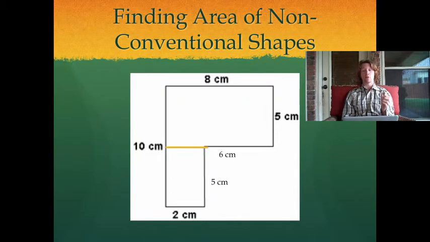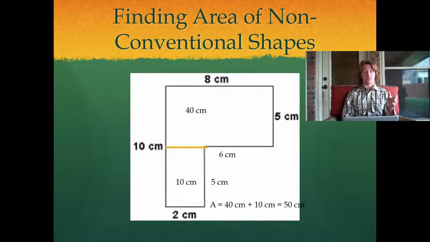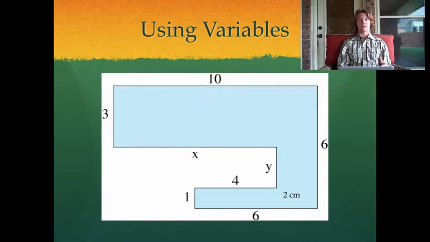Good, you should have gotten 40 centimeters. Now we're going to go ahead and check the one on the bottom. You've got a height of 5 centimeters and a base of 2 centimeters. So the area is 10 centimeters. Okay, very good. So to find the total area of this figure, you're just going to add up the areas of both of those rectangles, and go ahead and pause the video if you need to, but you should get 50 centimeters. So we're going to go ahead and move on to this next figure.